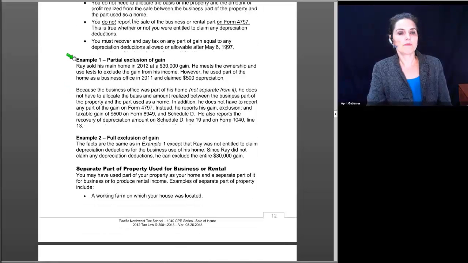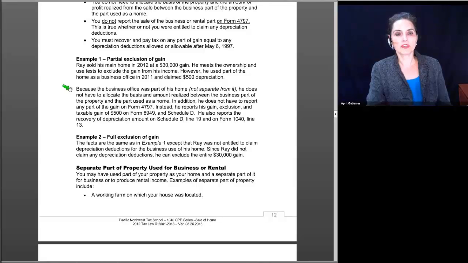So let's look at an example where we might have a partial exclusion of gain. Ray sold his home, his main home, in 2012 at a $30,000 gain. He meets the ownership and use test to exclude the gain from his income. However, he used part of the home as a business office in 2011 and claimed $500 of depreciation. Because the business office was part of his home and not separate from it, he does not have to allocate the basis and amount realized between the business part of the property and the part that was used as a home. Instead, he reports his gain, exclusion, and taxable gain of $4,500 on Form 8949 and on Schedule D.